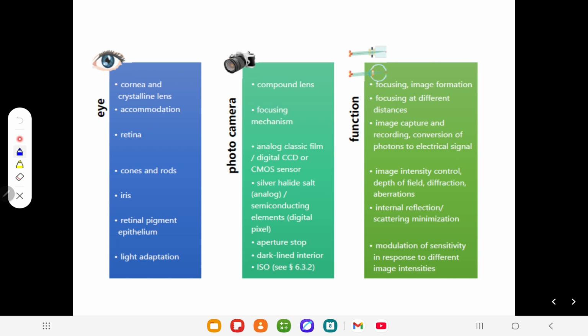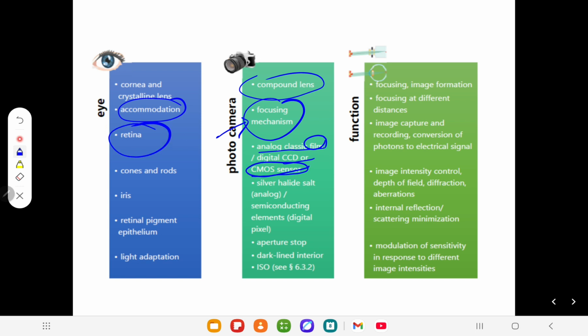So now compare. The cornea and lens are the refractive elements in the eye, and compound lenses are the refractive elements in a camera. For the focusing mechanism, here we have accommodation, while in a camera it is changing the position of the lens. In a camera, there were analog classical films in the old generation, and now CCD and CMOS sensors in the current generation. In our eyes, it's the retina, isn't it?